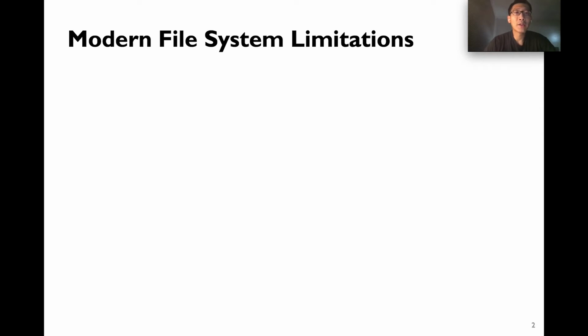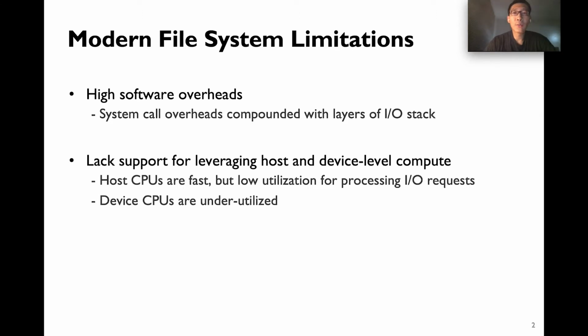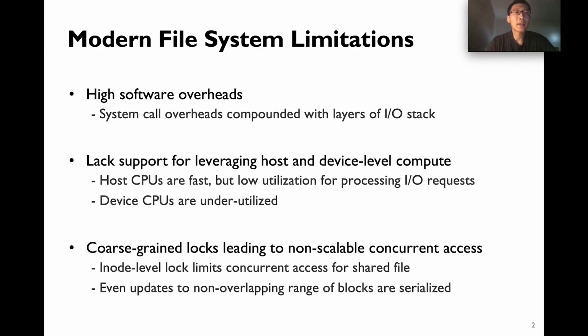Modern file systems have several limitations. Some of them suffer from high software overheads, including system calls compounded with the underlying I/O stack. Though some new approaches are proposed to reduce software overheads, they lack support for leveraging compute power in both host and device. Host CPUs are fast, but processing I/O requests will result in low utilization, and device CPUs are underutilized. Last but not least, most of the current file systems have poor coarse-grained I/O level locks. Even accessing non-overlapping range blocks are serialized.